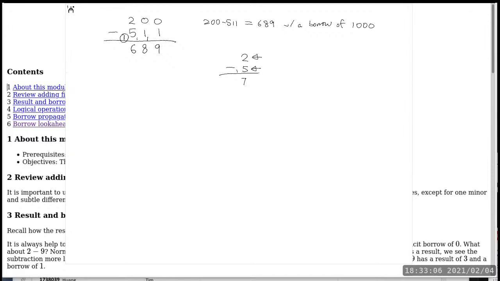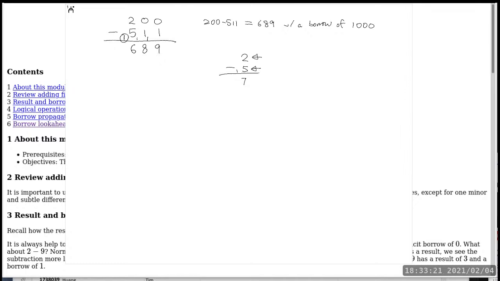All right. So 2 minus 5 is 7 with a borrow. So it's not just equals to 7. It is equals to 7 with a borrow. Okay, so that part is super important.